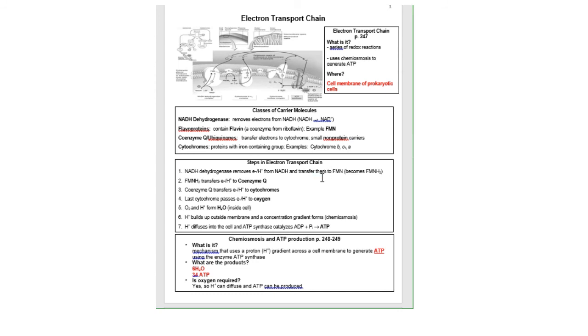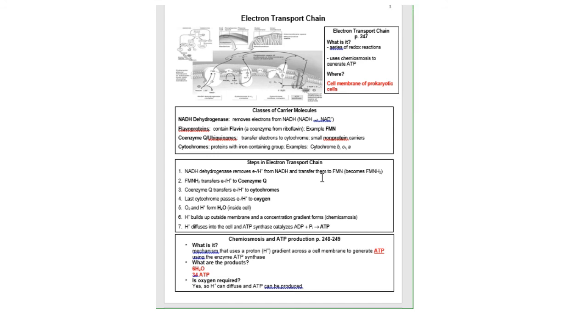NADH dehydrogenase removes electrons and protons, or H+, from NADH and transfers them to FMN. FMN then becomes FMNH2. That is a redox reaction. So where did the NADH come from? Recall, glycolysis produced 2 NADH. The prep step produced 2 NADH. The citric acid cycle produced 6 NADH.